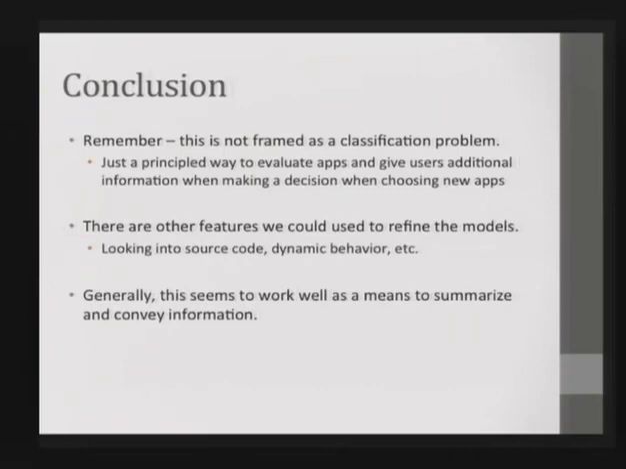There are other features that we can include in our data. We could look at the source code of these applications. We could look at how they behave when they're on the system. And this could help us refine these models. But for now, we only looked at the permissions. And generally, this seems to be a pretty good way. It works pretty well, and it seems to be a pretty good way to summarize and convey this information out to users.